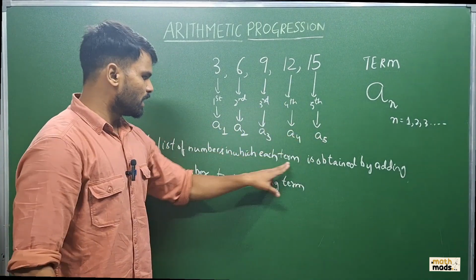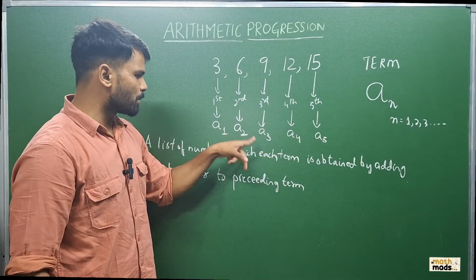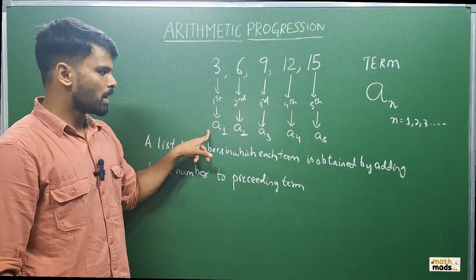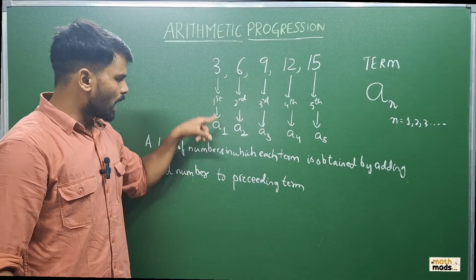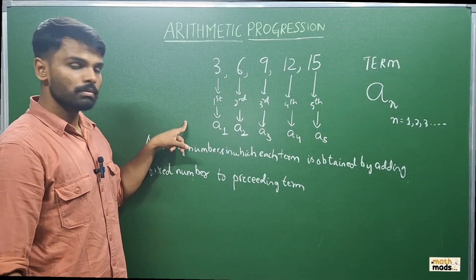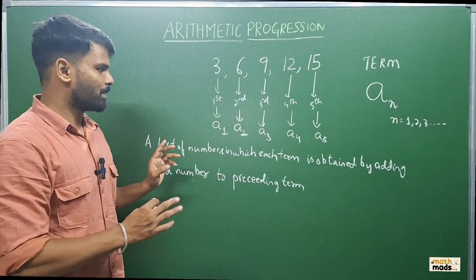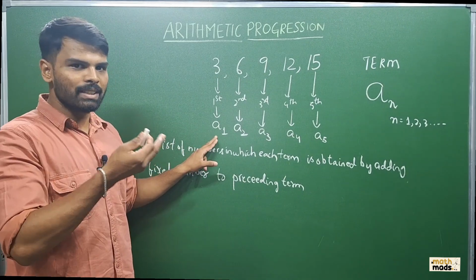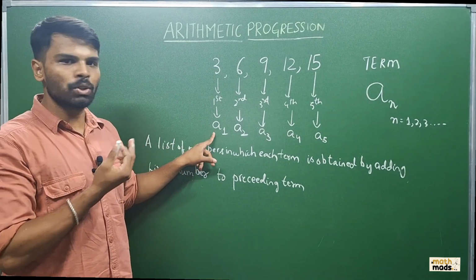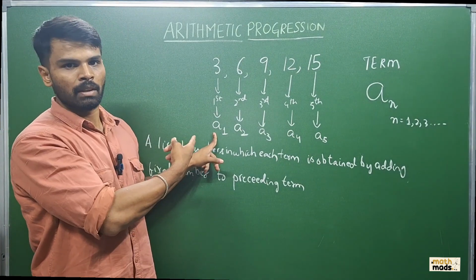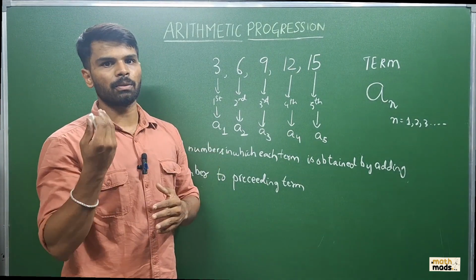Is that clear? Now we have a problem in whatever we have written. We are telling each term is obtained by adding something to the previous term. But do you think you are adding something to a previous term and getting a1? Is there anything called a0?